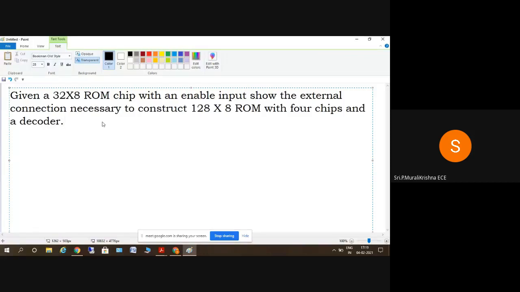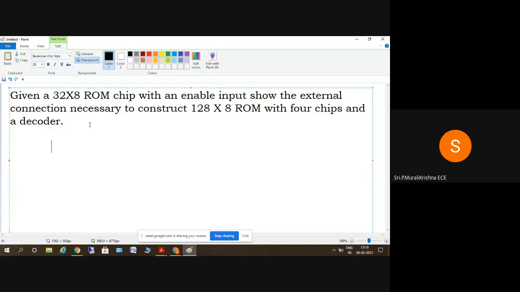So there is a problem given in your exercise problem here. This is the exercise problem. What we have to do here is construct a 128 into 8 ROM with the help of 32 into 8 ROM and a 2 to 4 decoder. So the construction will be like this.